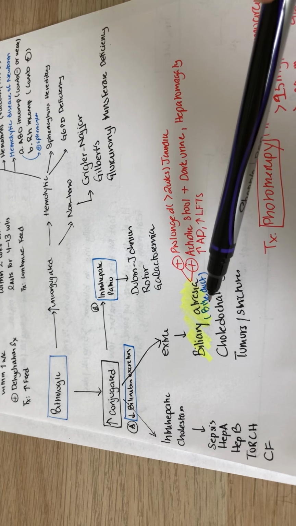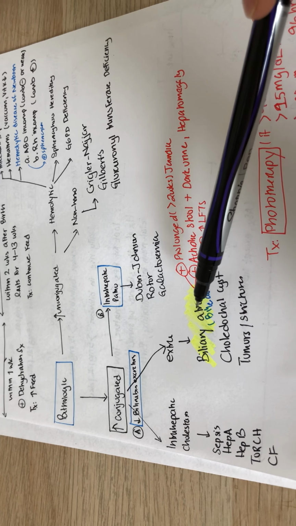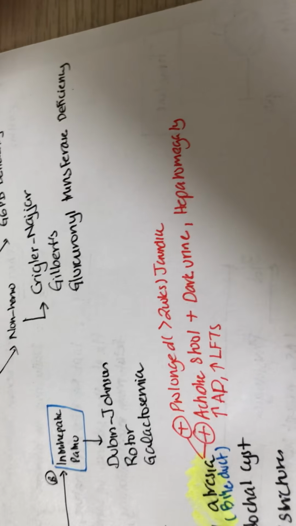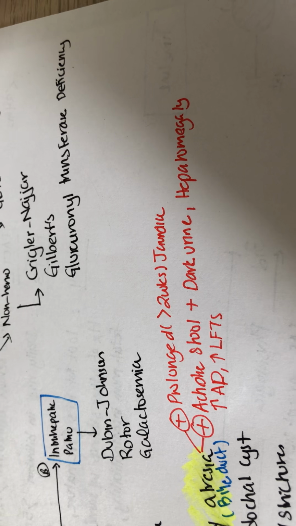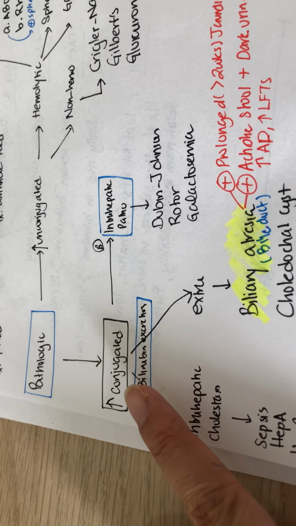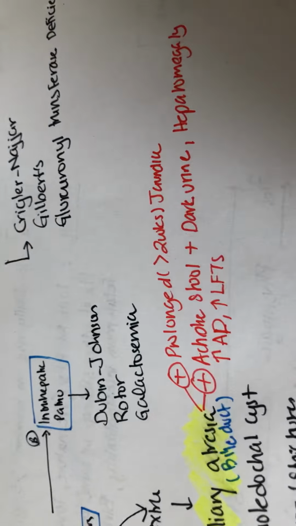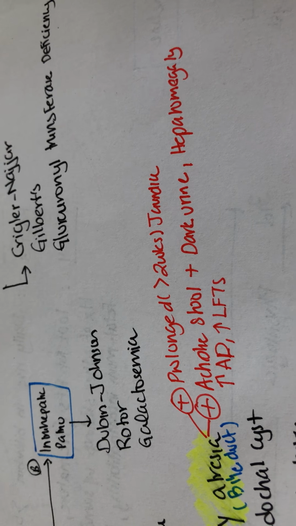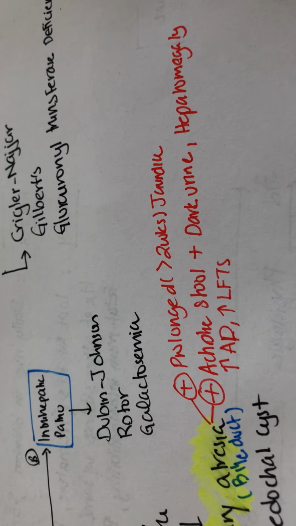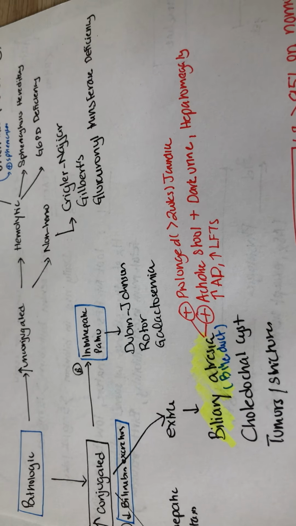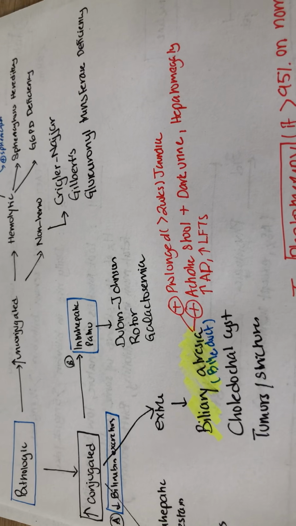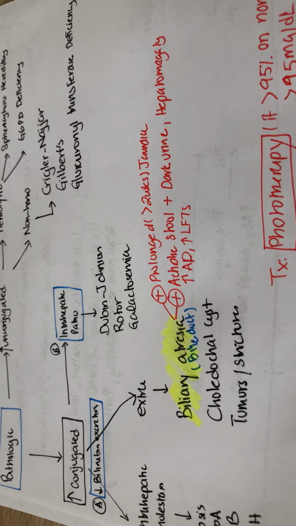This one is high yield because the jaundiced baby will have prolonged jaundice. The question will say a baby coming with prolonged jaundice for more than 2 weeks with conjugated hyperbilirubinemia, acholic stool, dark urine, hepatomegaly, increased ALP, and increased LFTs. So you choose this if you see jaundice plus acholic stool, dark urine, hepatomegaly, and liver enzyme abnormality. That's very unique.